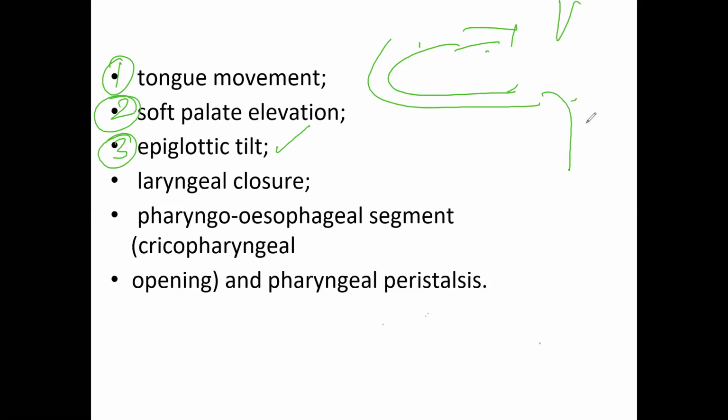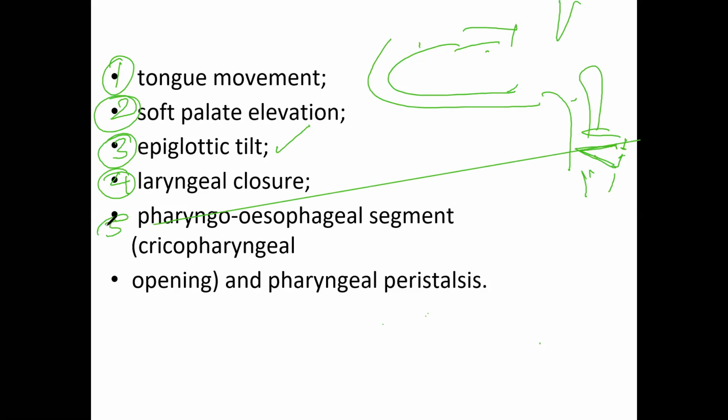Number 3 is epiglottic tilt. When you see here, this is the epiglottis. What is the epiglottic tilt? Number 4 is laryngeal closure. Whether it is closing or not, this is the larynx. That is the laryngeal closure, so the supraglottis, glottis and subglottis region. Whether the laryngeal closure and this movement are okay or not, you will be able to see.